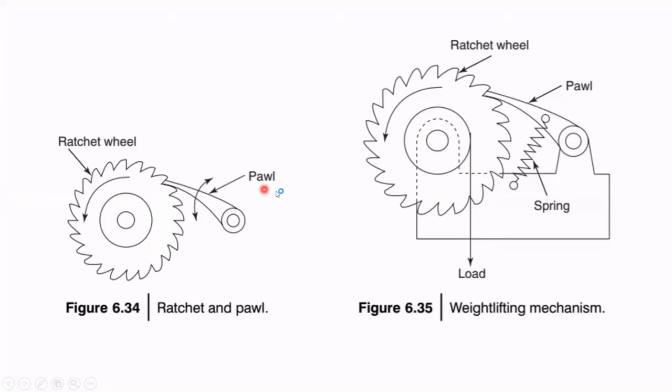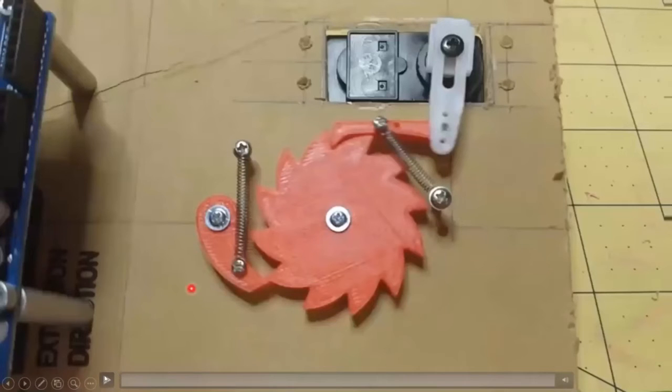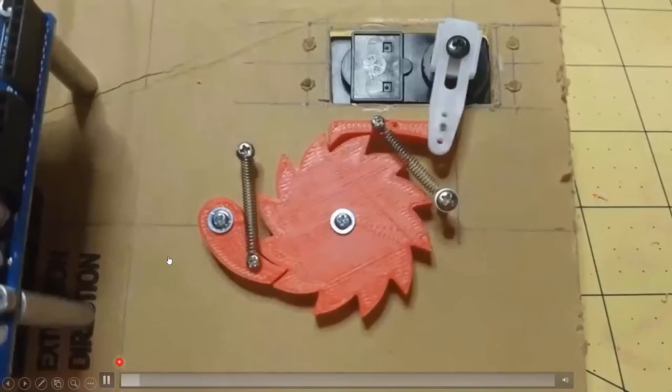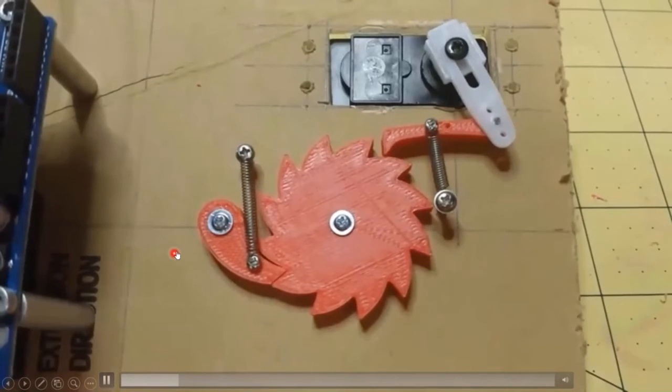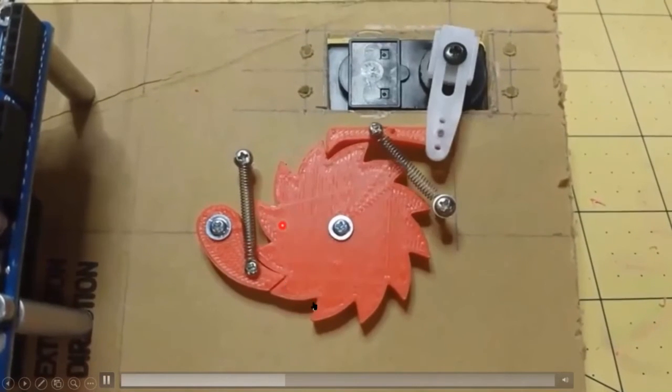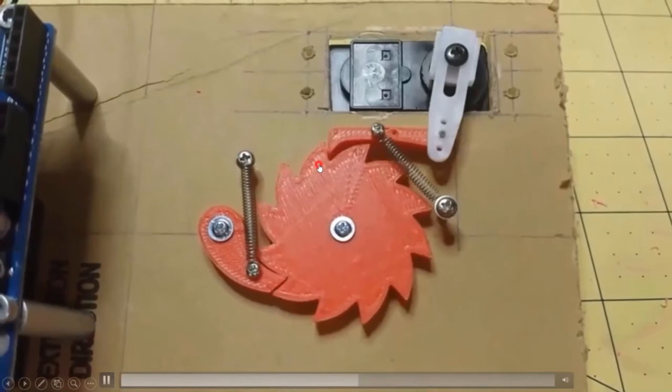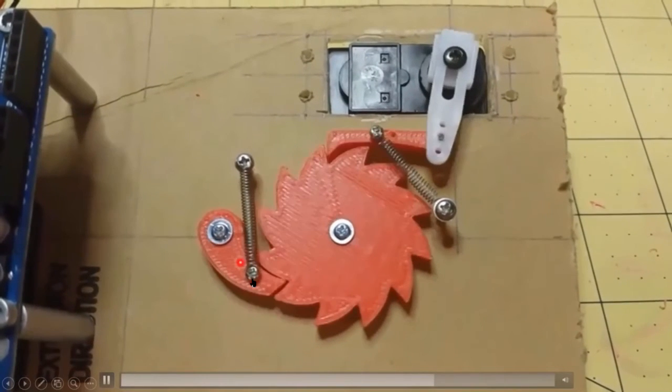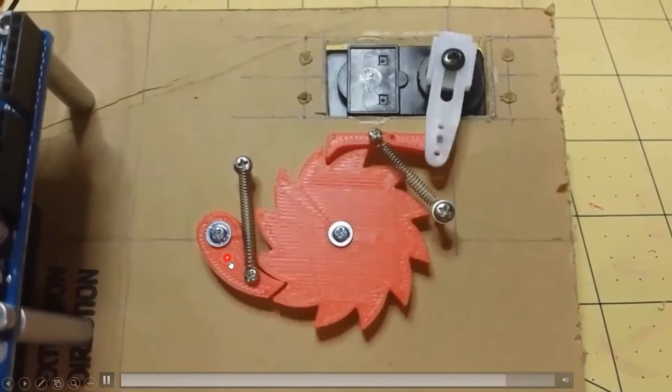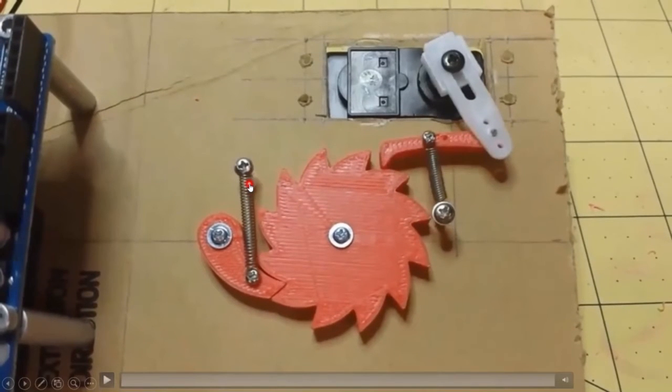Now we see the arrangement. This is the pawl and ratchet mechanism. See this video, you can easily understand the ratchet. This is the ratchet, the ratchet wheel. It is locked with the help of the pawl. This is the pawl. The pawl is always spring loaded.